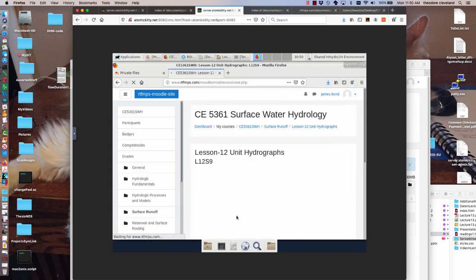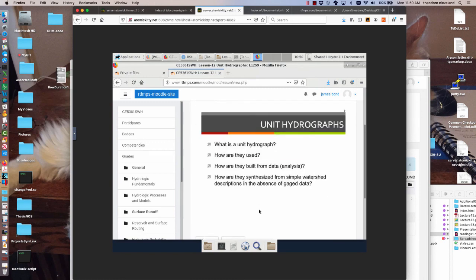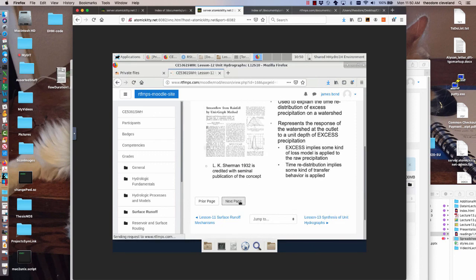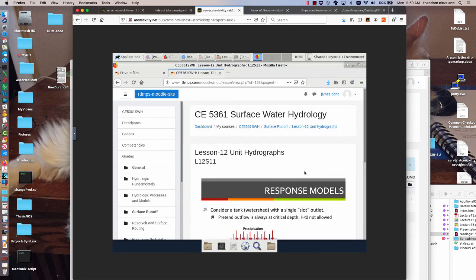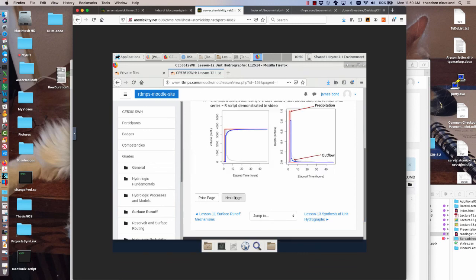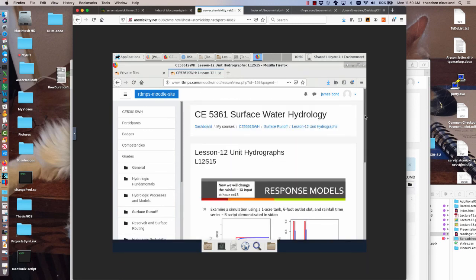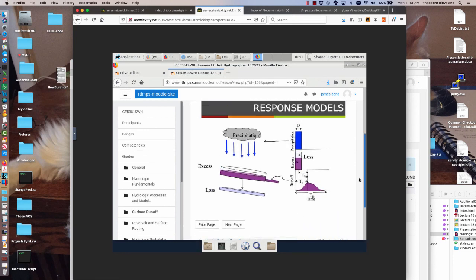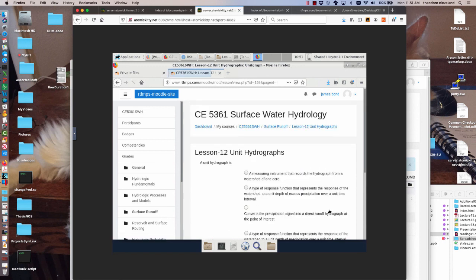We can continue. What is a unit hydrograph? How are they used? Go through that. We're presented with a picture of Sherman's paper and the concept of excess. A series of our tank models, response model, several examples. And this slide didn't get enough love. This is probably the most important one because it has all the timing terms. Keep that in mind as you're working through your own lesson.